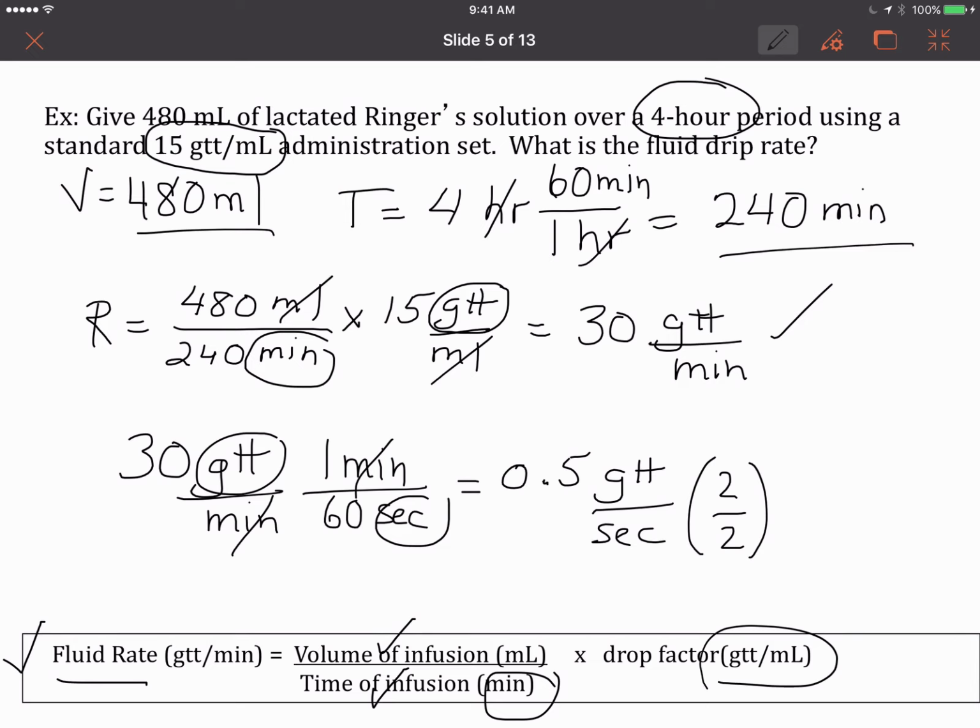So 0.5 times 2 equals 1. And on the bottom, 2 times 1 second equals 2 seconds. So this is a much easier thing to work with here. 1 drop every 2 seconds. You can easily count in 2 seconds, adjust your drip rate, and then go on and do something else.